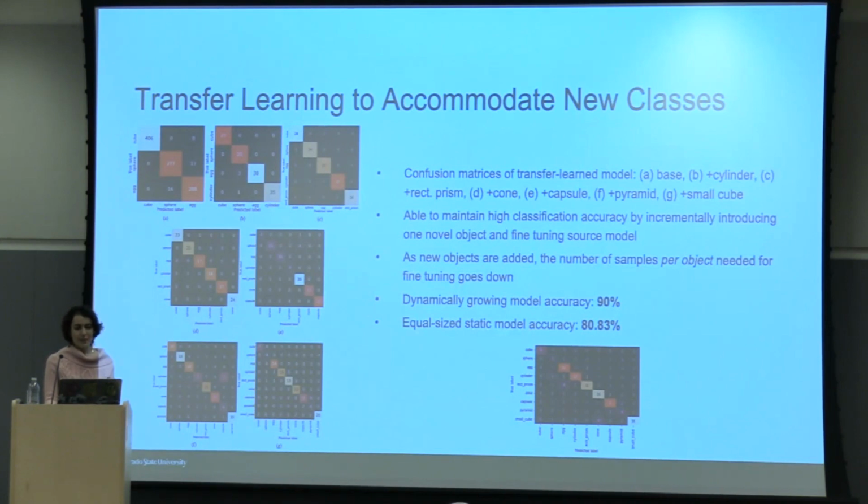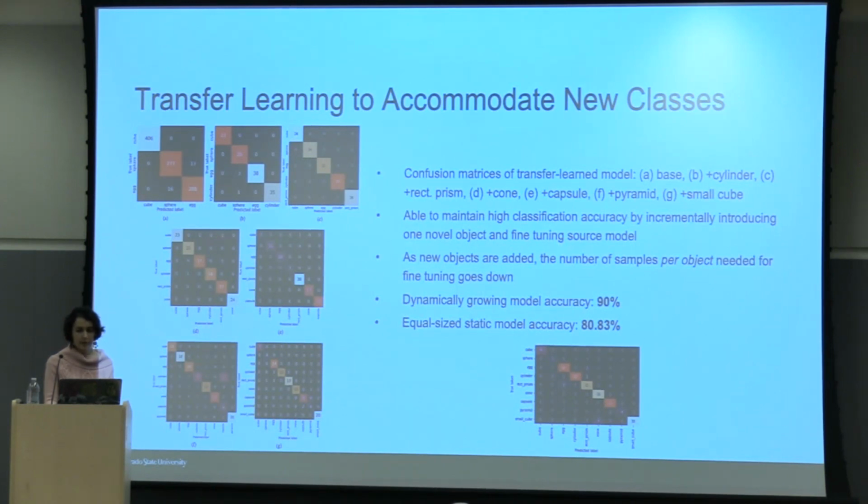Like I said in the previous slide, the first source model that we train would be included with an egg, cube, and a sphere, and we add 1 object at a time. So the next target model would be cylinder, the next would include rectangular prism, the next one would be cone, next one capsule, next one pyramid, and the final target model would include a small cube while having the other objects as well.